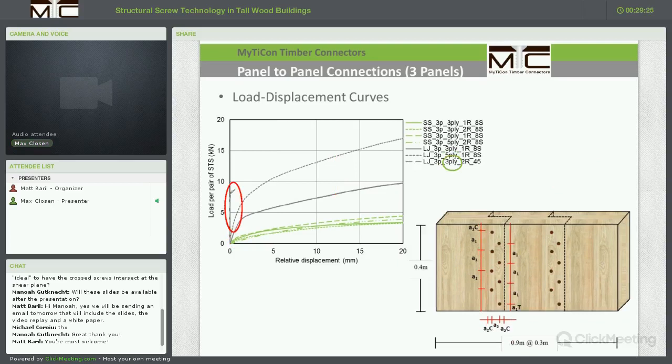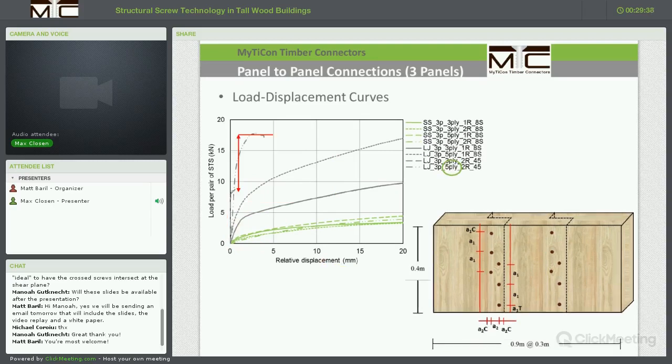For connections where we have lap joints with fasteners in tension, we again see a really steep load increase and a fairly brittle performance here at the end of the testing compared to the regular shear applications. If we look into the 5-ply panel connections now, we see even more capacity per pair of screws, and again, not a lot of deformation and deflection in the connection, not a lot of ductility, a rather steep load drop at the end of the testing.